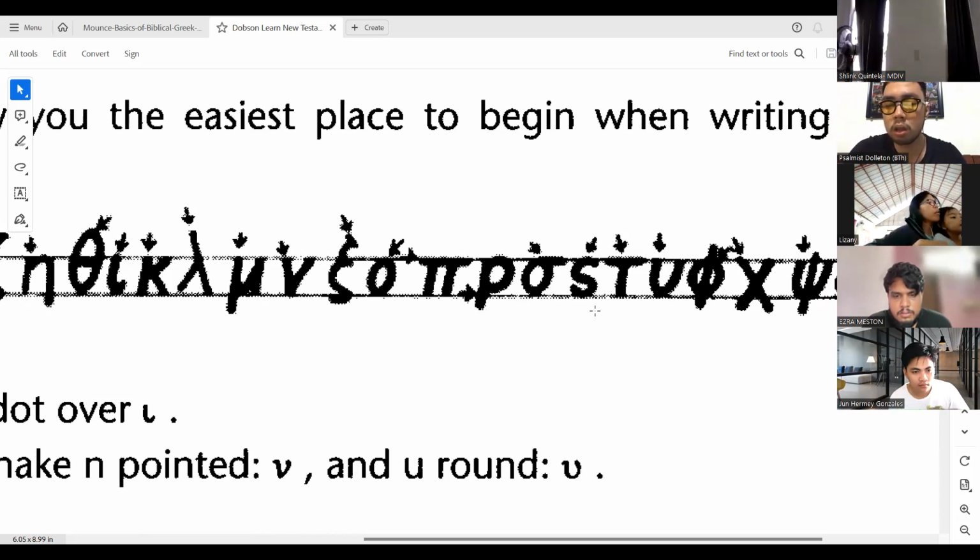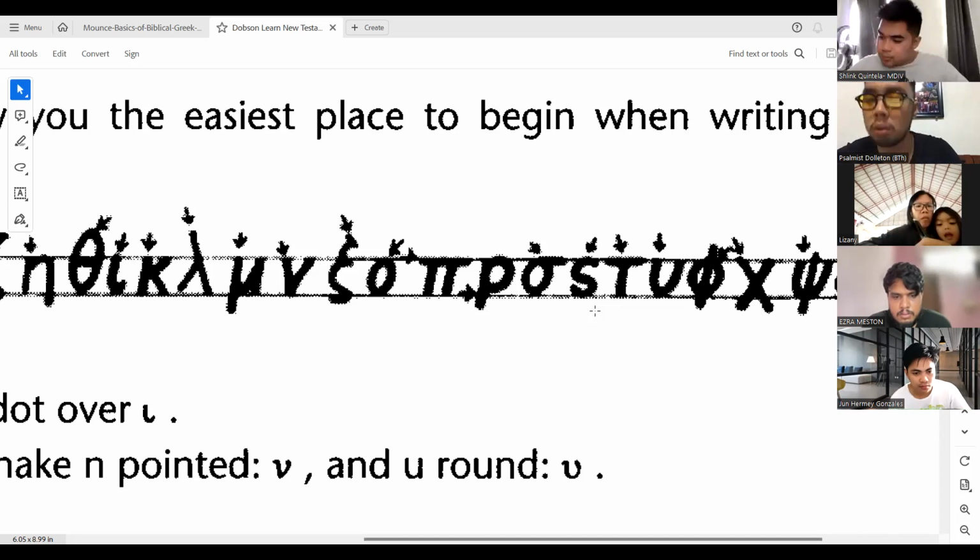Okay. The sigma, and then the tau, and then the upsilon, and then the phi: circle first before the straight line. Circle first and then the straight line. And then the chi, which is just a letter X. And then the psi, the letter upsilon with a line in the middle. And then the omega, which is similar to the letter V.